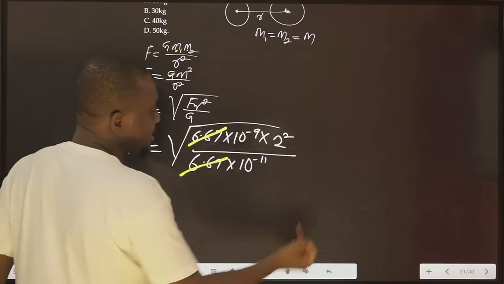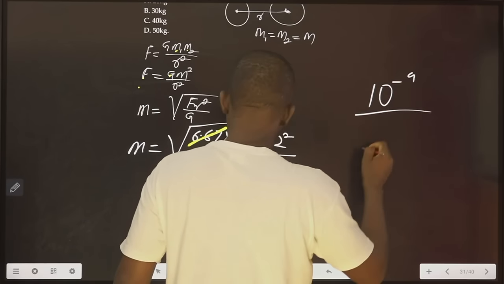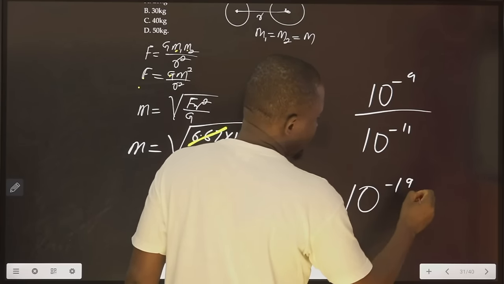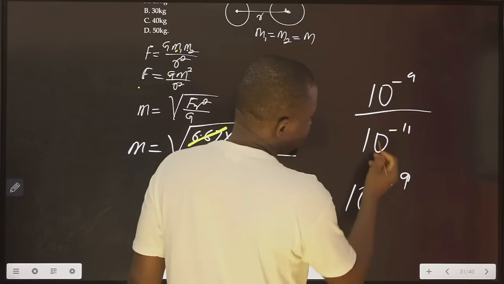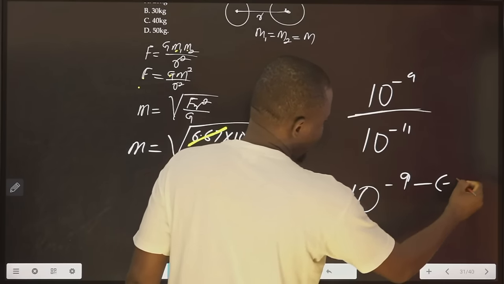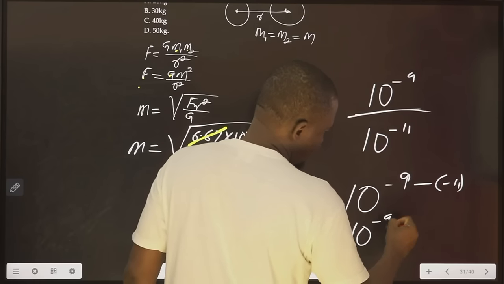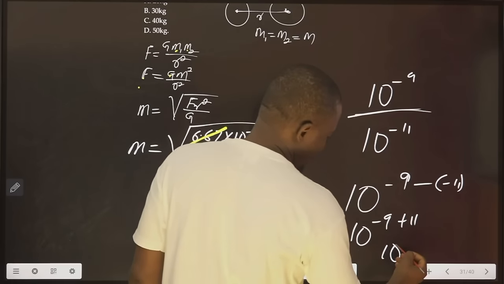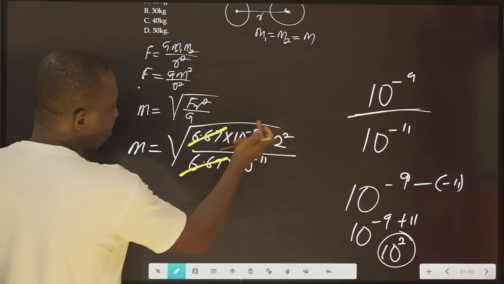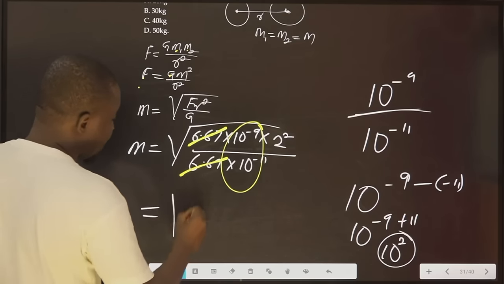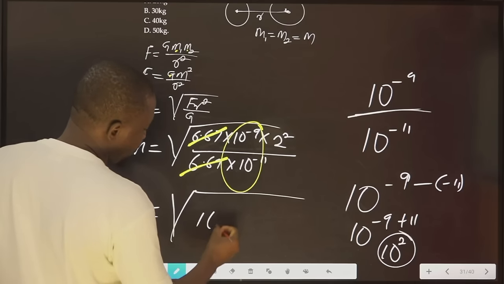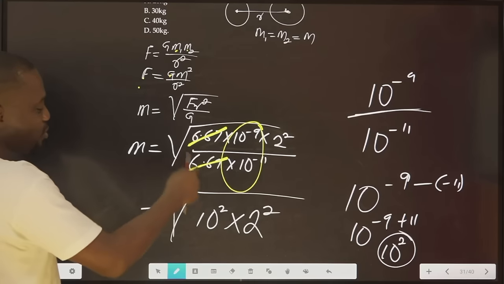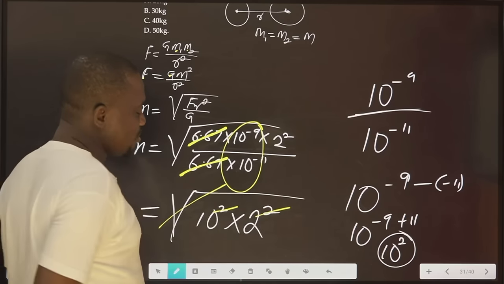And these guys, this over this, you simply take one of the base and use the indices: minus 9 minus minus 11, which is plus 11, which is minus 9 plus 11. You agree with me, that is 2. So we're going to replace these guys with 2. That is to say now, 10 raised to the power 2 multiplied by 2 raised to the power 2. You agree with me, with this square root, this and this will cancel.